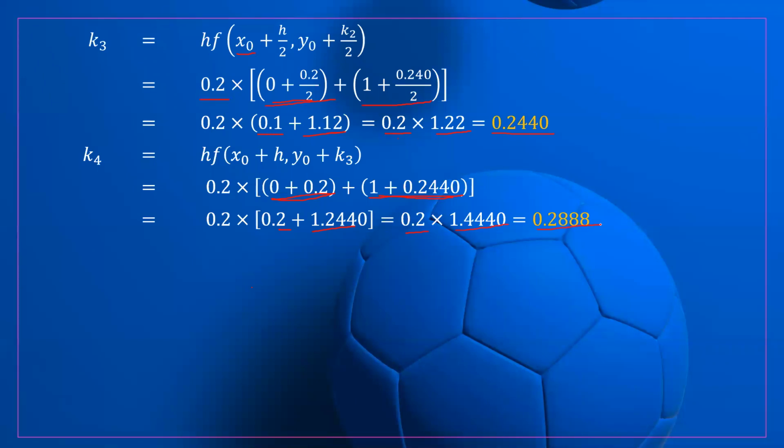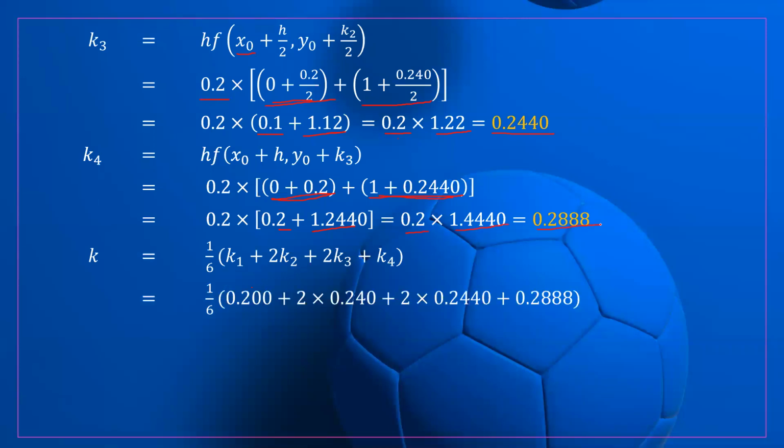So let us find out the average value of this K. K is the average value of K1 plus 2K2 plus 2K3 plus K4. So 1 upon 6. K1 is equal to 0.2. 2 times K2 is equal to 0.24. And 2 times K3 is equal to 0.244. And K4 is equal to 0.2888.